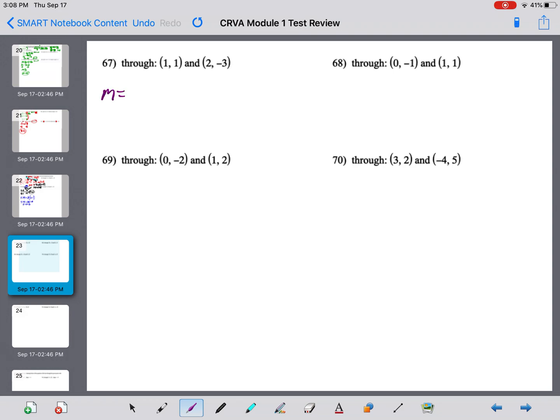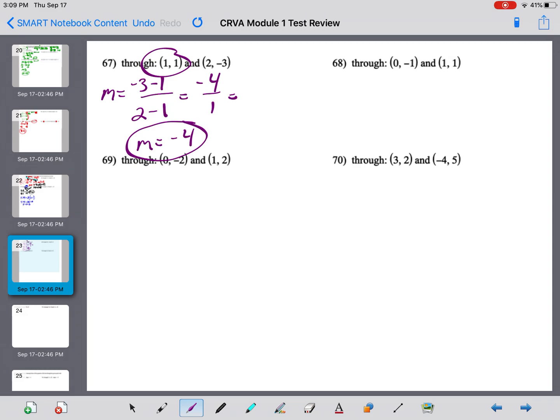Again, let's find the slope. Slope equals difference in the y, so -3 minus 1, divided by difference in the x's, 2 minus 1. So you get -4 over 1. That's your slope. I'm going to write it over here. Slope is -4. And then I'm going to use this as my points, my x and y.